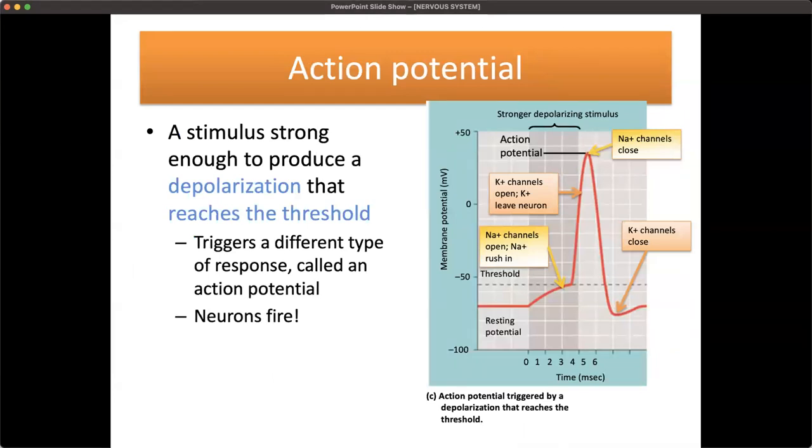Okay, so action potential, let's see. When a stimulus is strong enough to produce a depolarization, making it more positive, it means it's going to increase, getting to a higher value. So it triggers a different type of response called an action potential, and it's going to fire the neuron, meaning it's going to trigger the action potential.